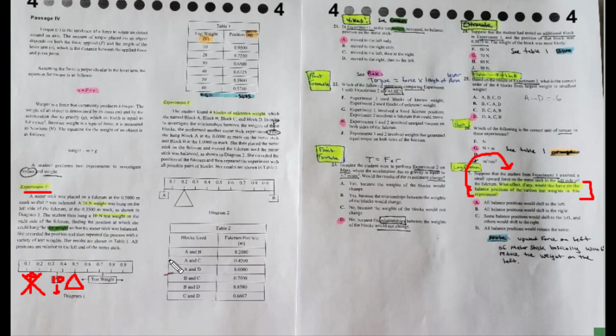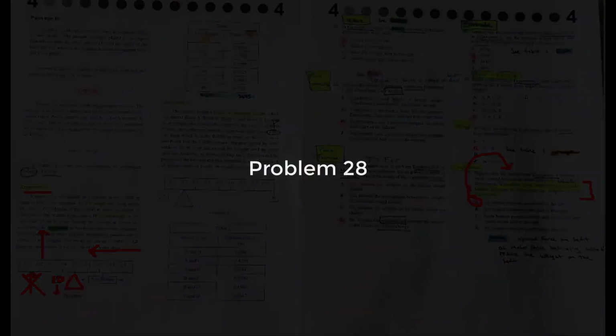Well, that relates it back to what we've been doing already. If this force is less, then you're going to see that the scale, the meter stick, is going to go up here. And in order to balance it again, we're going to have to push everything over to the left. So the correct answer here is going to be answer choice A. See what I did? I just kind of Scooby-Dooed it. All right. Problem 27 is A.